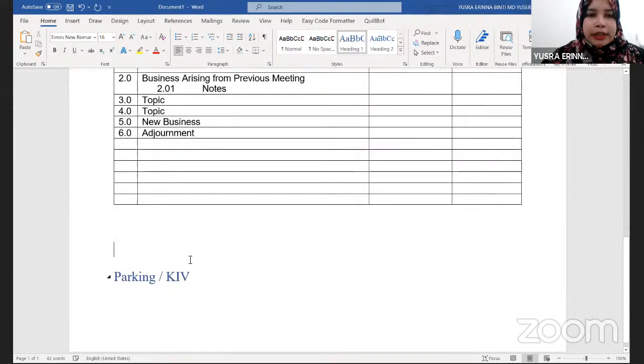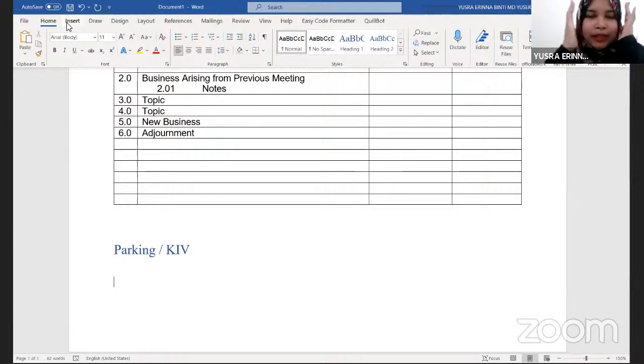All right. For the parking and KIV items, these are the things that I told you yesterday. The things that, I'm trying to remember. Okay, the things that are being motioned or being suggested in the meeting, but are not related to the current meeting. Okay, maybe suddenly, for example, we are talking about a project. Okay, a project of community service, for example. Okay, CSR project on helping needy students.